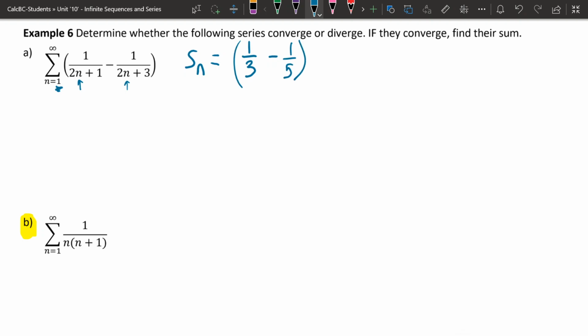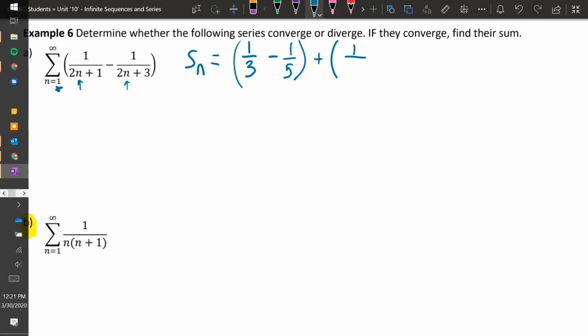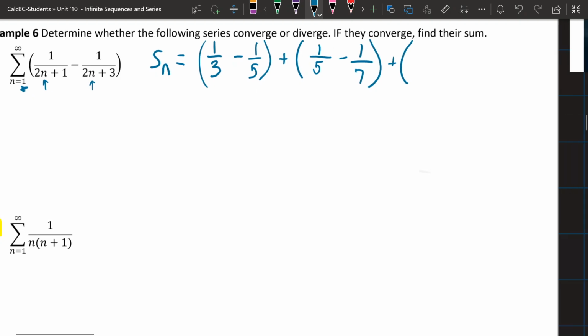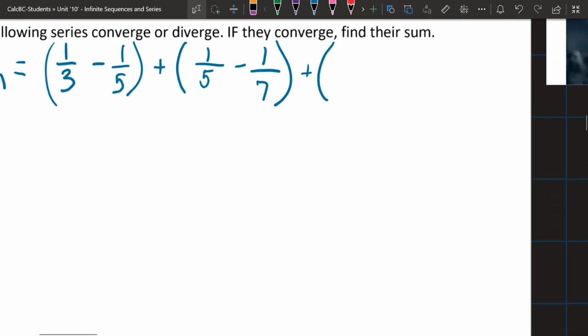Let's go ahead and block that off. Our second term, again plugging in a 2: 1 over 2 times 2 is 4 plus 1 is 5, minus 2 times 2 is 4 plus 3 is 7. And so on. Let's go ahead and find the next couple of terms. We're going to get 1/7 minus 1/9.